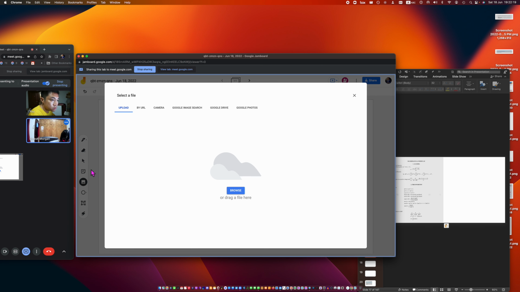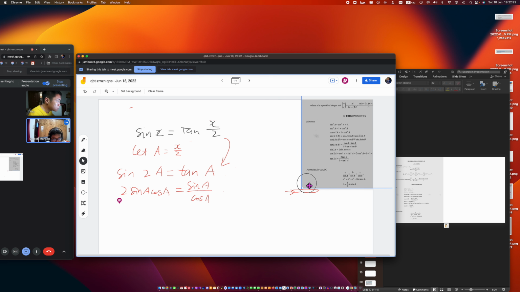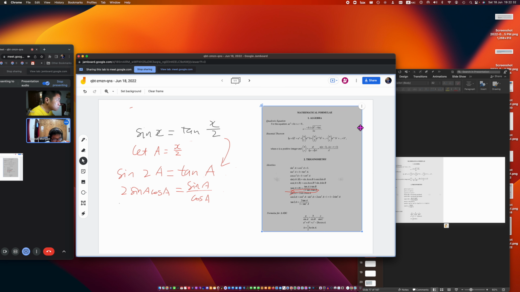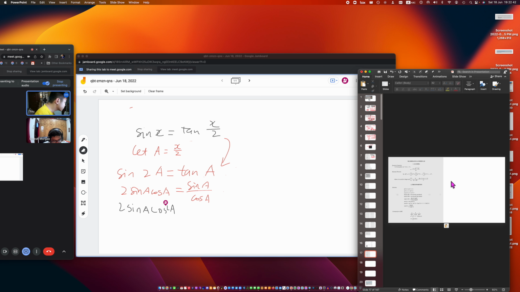Let me just resize this. Looks like there's no way, then I just delete it. If you run out of space, you can use the space on the right hand side here. Yes, you times cosine on both sides, right? Good. Continue. Good attempt.